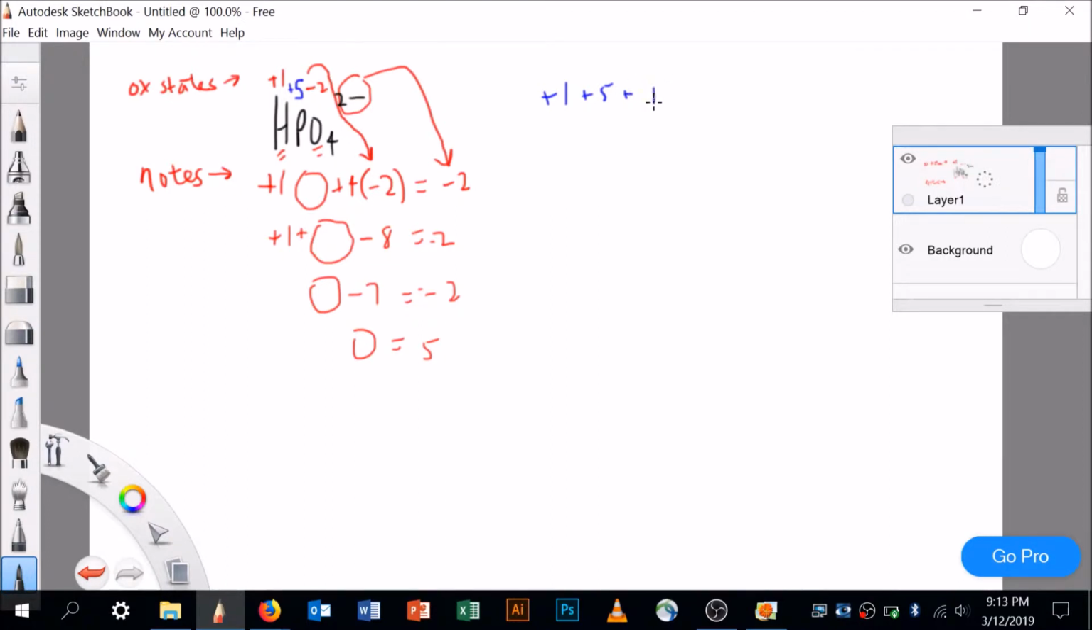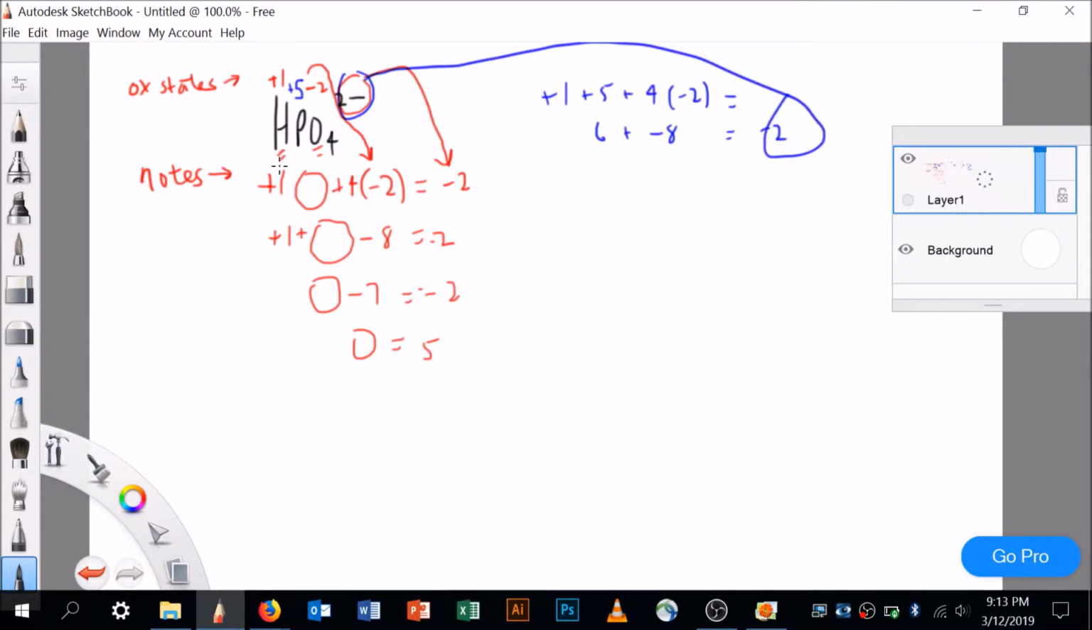And 4 times -2, right? Because there were 4 oxygens. And I added all those up, and I got 1 plus 5 is 6, -8 is equal to -2. And that's exactly what it was, right? You see that? Okay, so it's +5 for that first one.